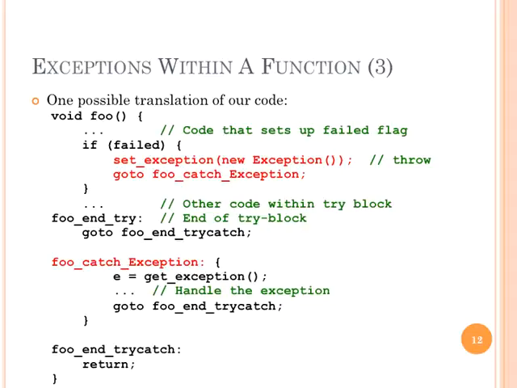So here's one possible translation. Notice, if failed, we've just taken our throw new exception code and turned it into something that sets the exception in flight. We jump to the catch exception part. If we finish the try successfully, we jump over the catch, and our catch block just does whatever it's supposed to do. I don't know, I don't care. Very straightforward, naive translation.